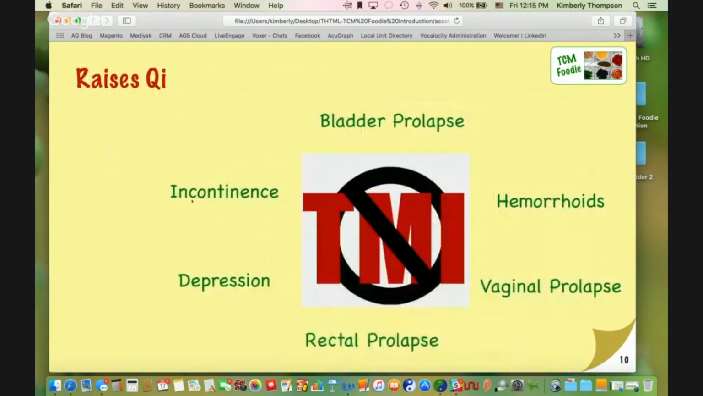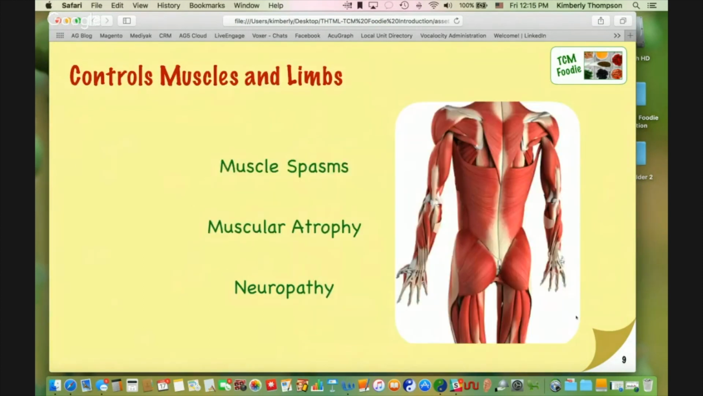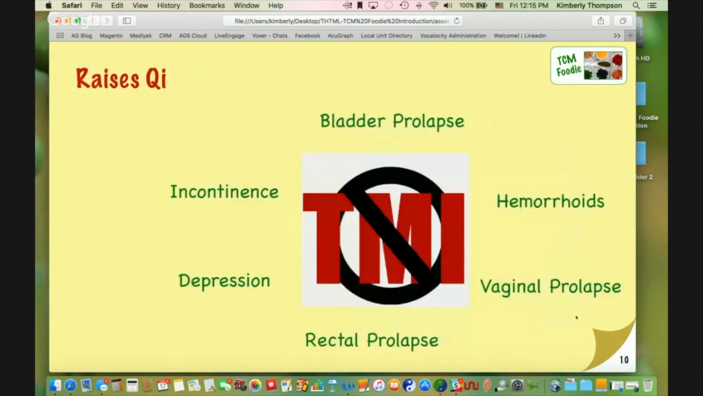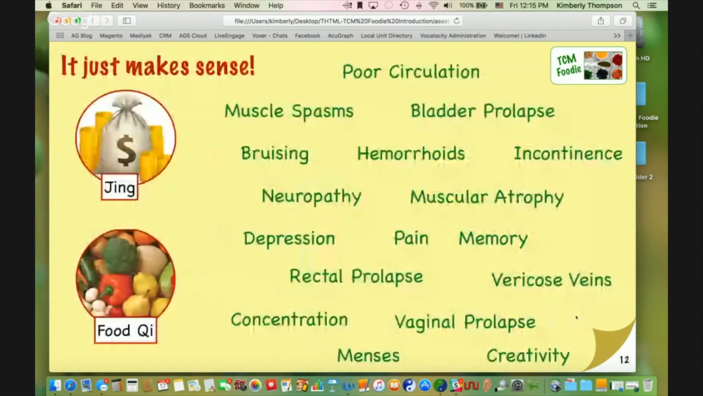So the spleen also raises qi. Notice I didn't put a picture in this one. I'm really into my pictures, and I think the guys will be really happy that I didn't add any pictures of hemorrhoids or rectal prolapse. But here is another list of reasons to strengthen the spleen. And then the spleen also controls thought. So concentration, creativity, memory. If you just take all of those symptoms alone and come up with a big list on why it's important to strengthen the spleen, that in itself is a huge list of many things that acupuncture patients come in with.